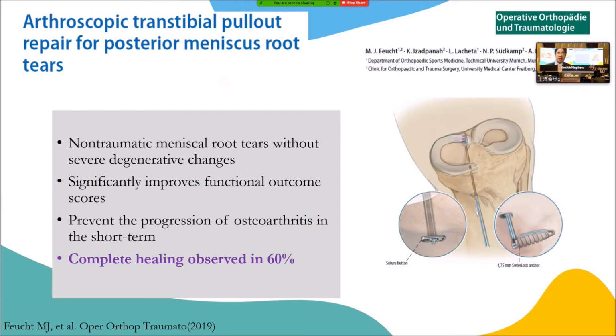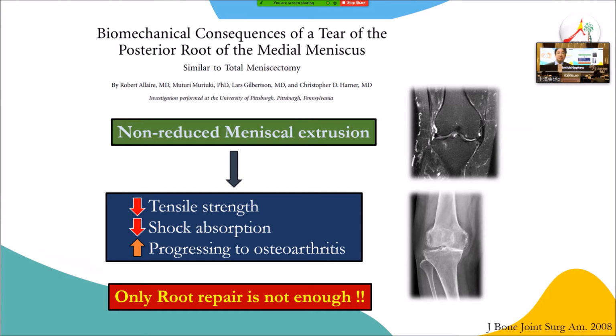And this is also another paper mentioning meniscus root repair. They found that the root healing is just 60%. Same thing. And this is a biomechanical consequence of a tear of the meniscus root on the medial side. The literature mentioned that this is a classic paper in the Journal of Bone and Joint Surgery.